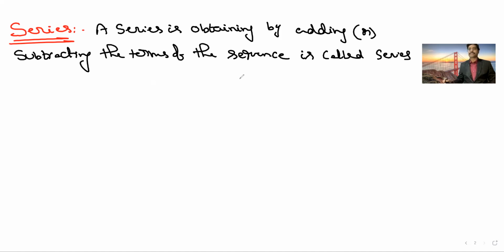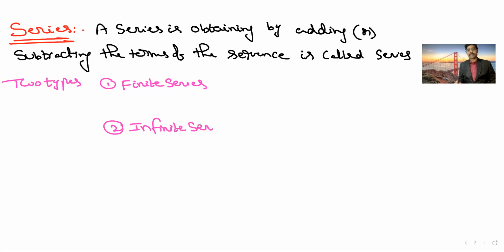Okay. So series are two types. One is finite series, second one is infinite series. These are two types. First one is finite series. Second one is infinite series. Okay. So what is the finite series? A series having a finite number of terms.